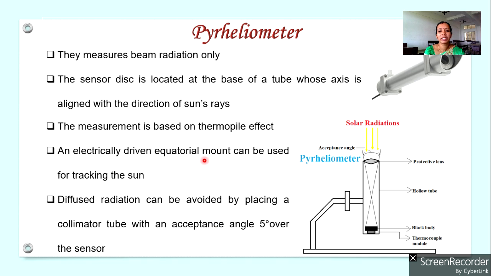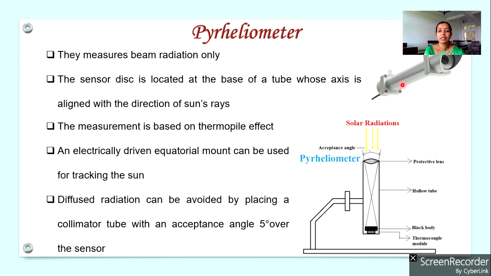So next type of instrument is the Pyrheliometer. We have already said that it will be having a tube which is aligned in the direction of sun's rays, and hence a Pyrheliometer measures beam radiation or direct radiation only. Now the sensor for measuring the temperature will be placed at the bottom of this tube. Okay, and here also the measurement is done using thermopile effect. We have already said that this Pyrheliometer is for measuring the direct radiation, and its axis has to be aligned with the sun's rays for getting the direct radiation.